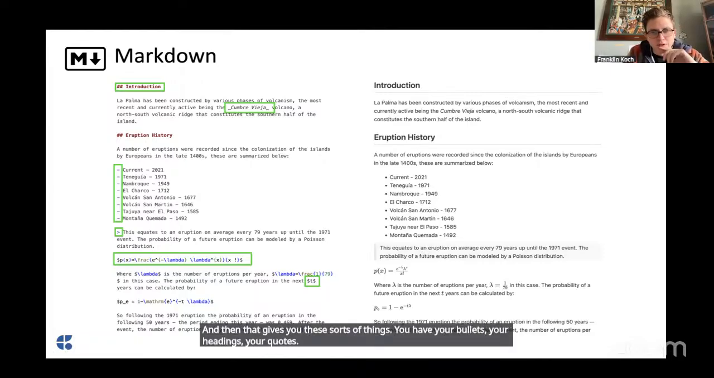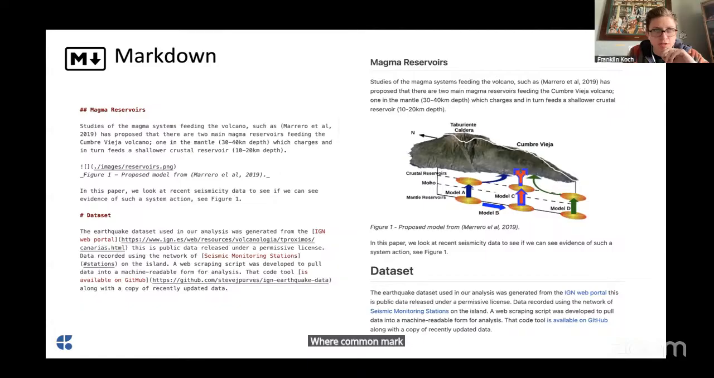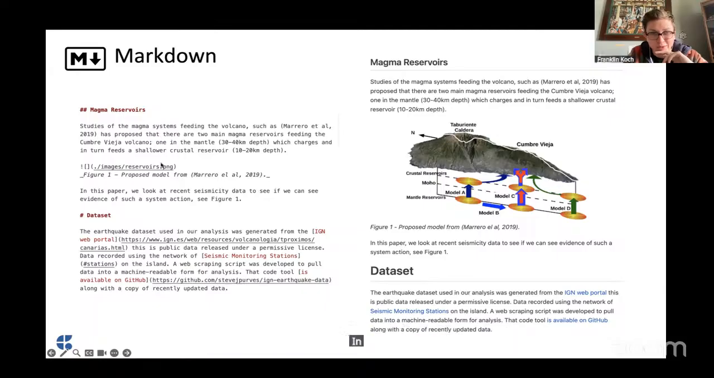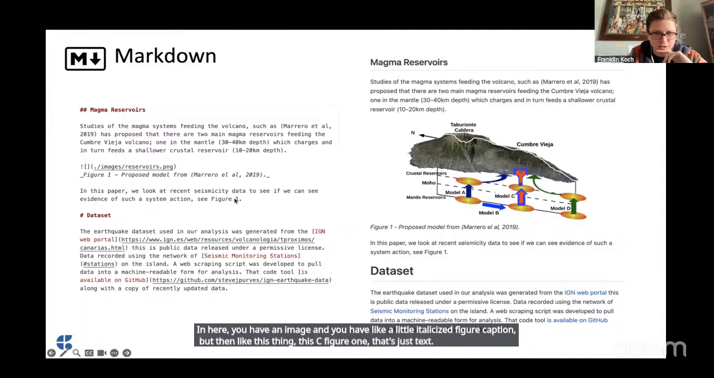Where CommonMark doesn't quite live up to what we need in scientific publishing is when it comes to figures and citations. So in here you have an image and a little italicized figure caption, but then this thing, the "see figure 1", that's just text.